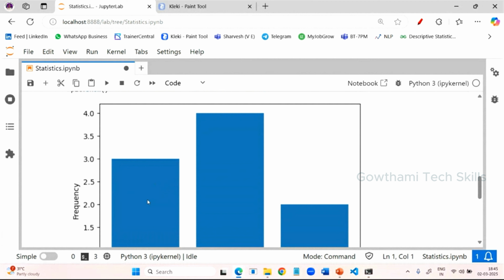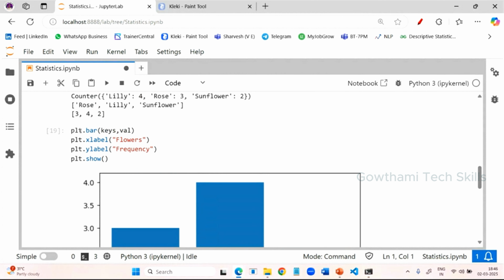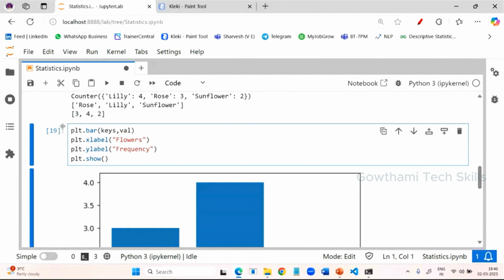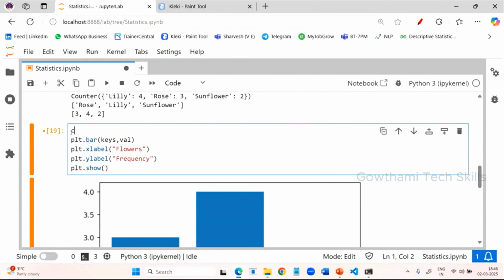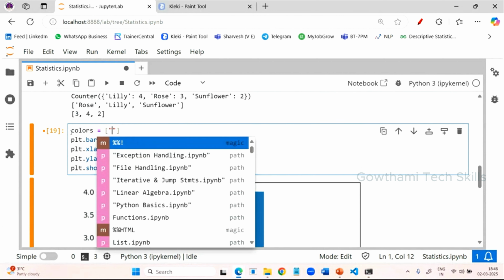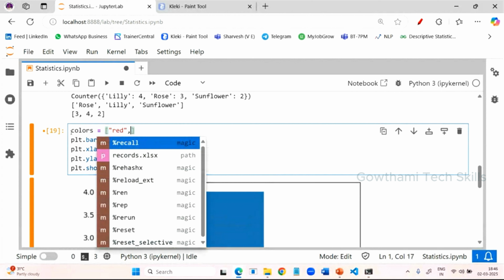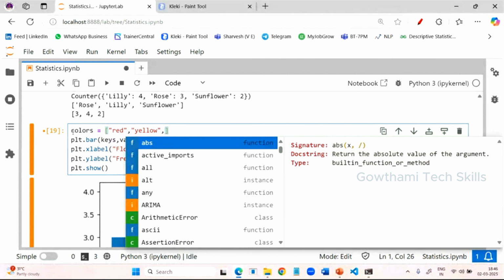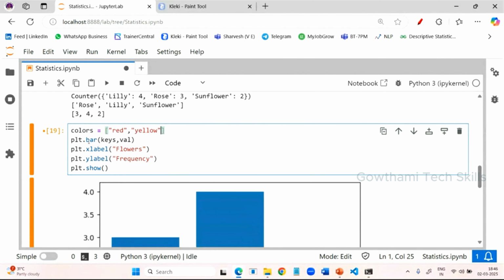If you want to give different colors, you simply make use of this: three bars are there, so you just create three colors in one variable. Colors is equal to, I am going to give red color for rose, then lily white color, then sunflower yellow color. Three colors I have given.